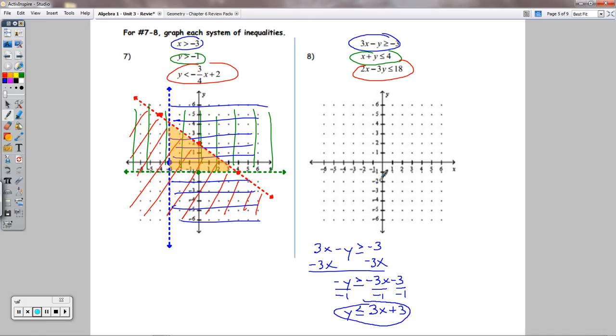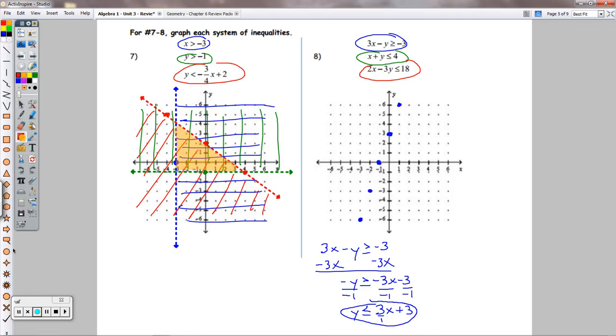If we graph that one, we go up 3, 1, 2, 3 for the y-intercept, and then the slope is like 3 over 1 right there. So up 3, right 1, or down 3, left 1 would also work. Down 3, left 1. This is going to be a solid line because you have the or equal to part in there. So I'll draw a solid line connecting those dots right there.